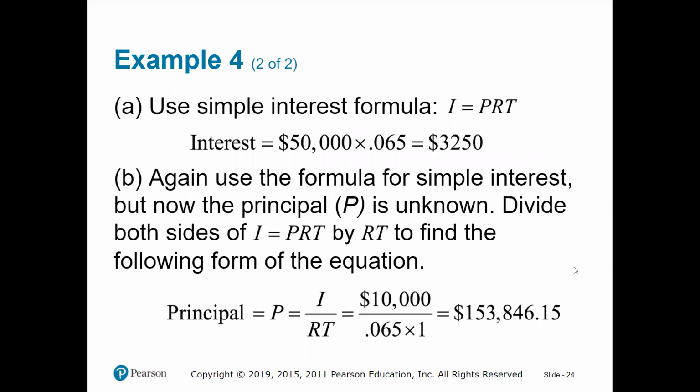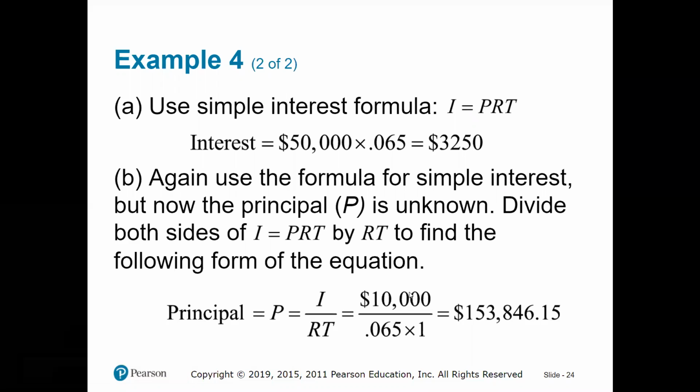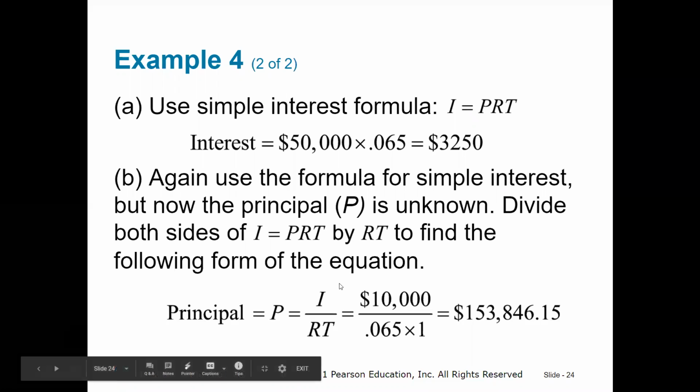So use the simple interest formula, 50,000 times 0.065, and you get 3,250. Again, use the formula for simple interest, but now the principal is unknown. Divide both sides by the RT to find the following equation, and get 153,846.15. Okay. So the thing I don't like about these examples is they don't really give you any kind of closure. You have no idea what that woman's going to do. But, we have their random answers that they wanted.